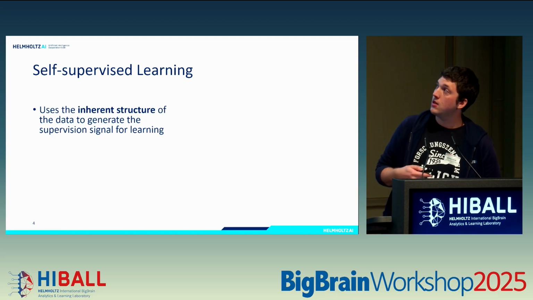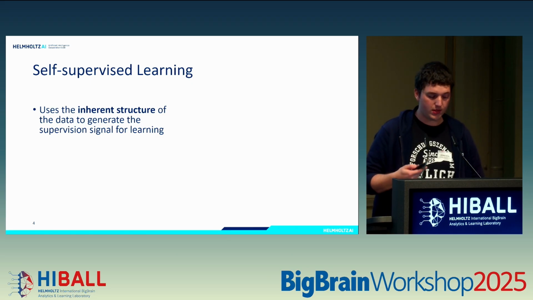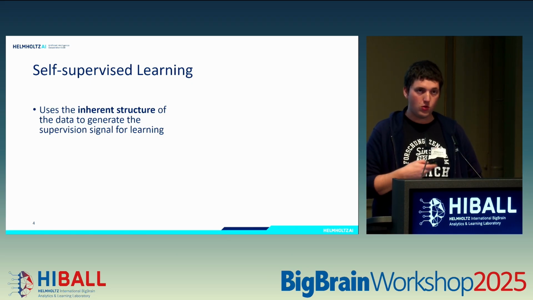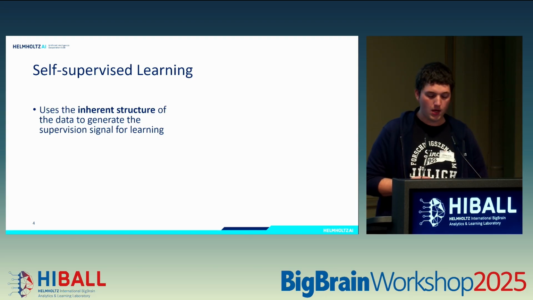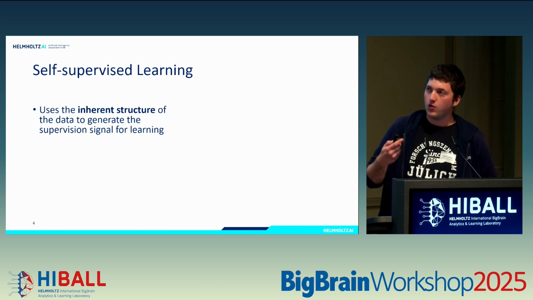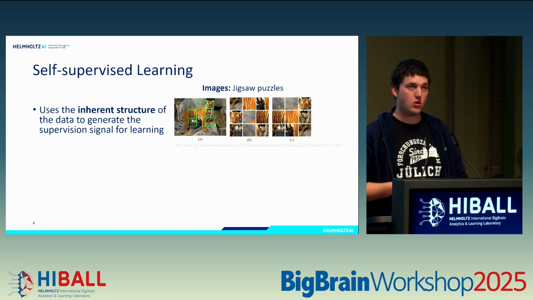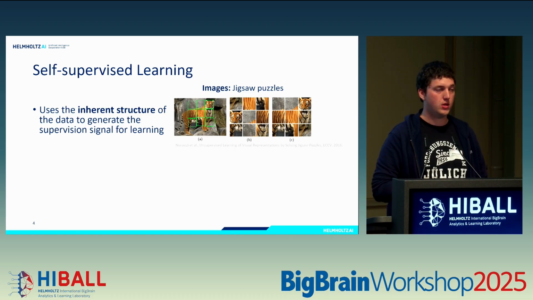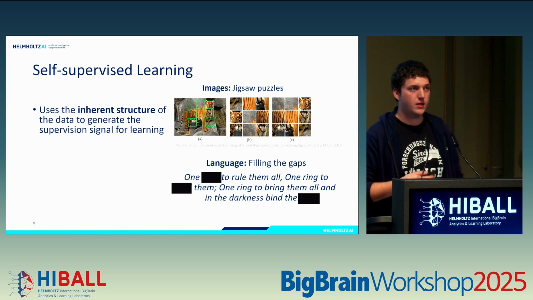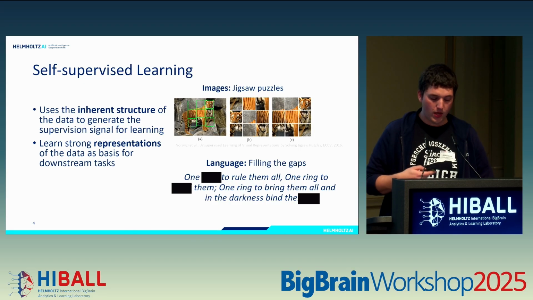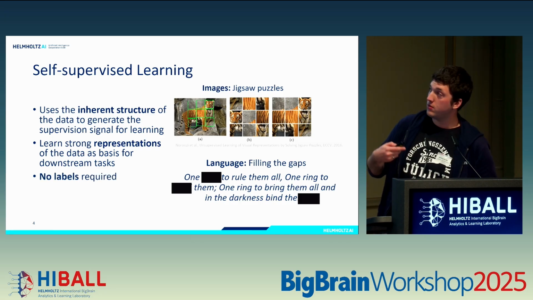And the idea here is that we train the model using the inherent structure of the data, meaning that we don't provide an explicit supervision signal through labels or so on, but exploit the data itself. How does this look like? Here are some examples. So for example, we might ask the model to solve jigsaw puzzles, which are completely free. We can chop up any image and then ask the model to solve that. And in text, we can do just stuff like this, like filling in the gaps. So the point here is that we are learning strong representations as a basis for our tasks without using labels.